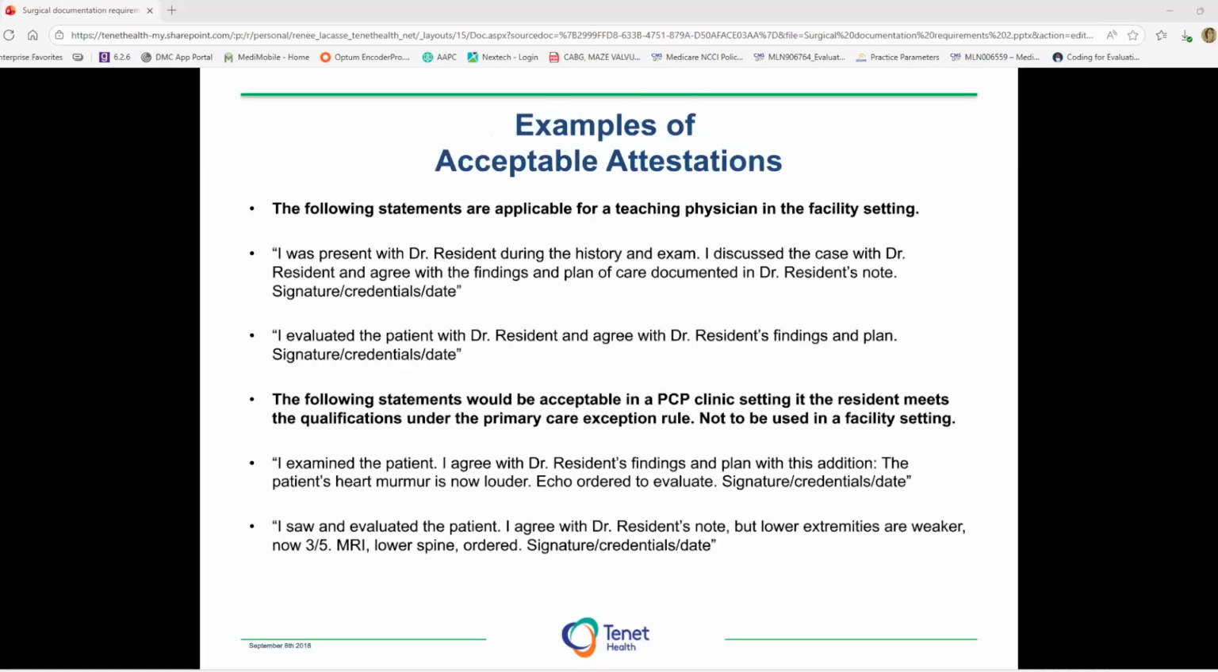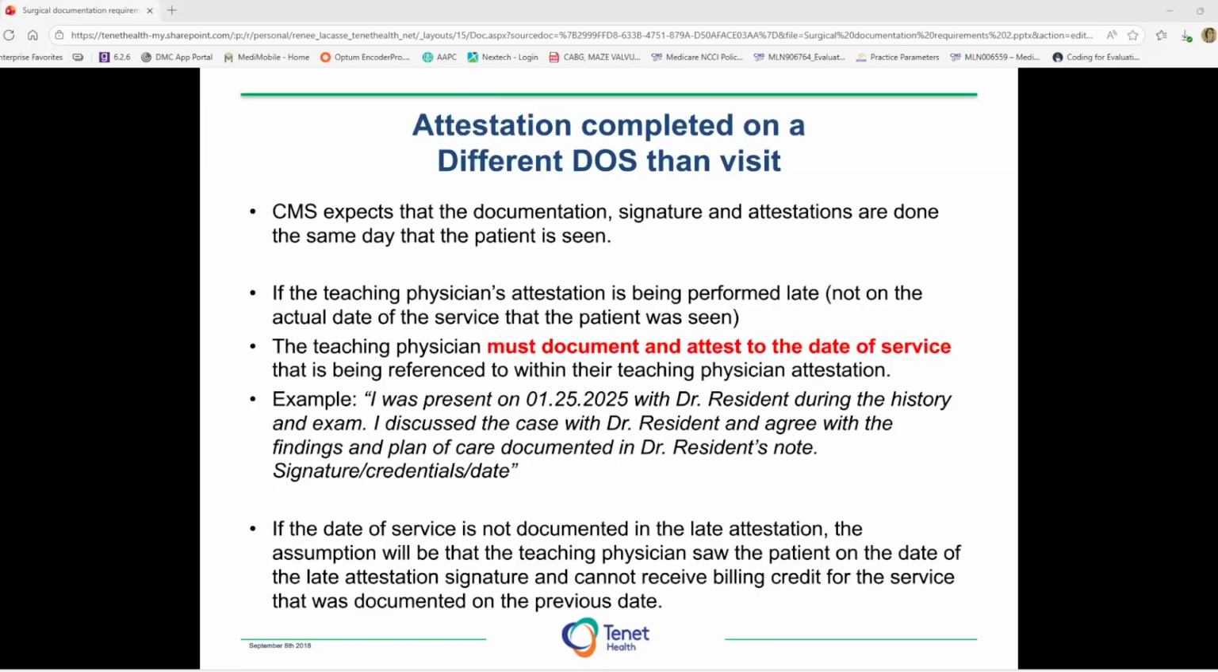And here we have some acceptable attestations. You want to state that I was present with the doctor and resident during the history and exam. Of course, for surgical, it's going to be more of your findings. Let me see if we've got that. They don't have that in this slide. Of course not. But you want to state that you were present with the resident during the critical portion of the procedure.